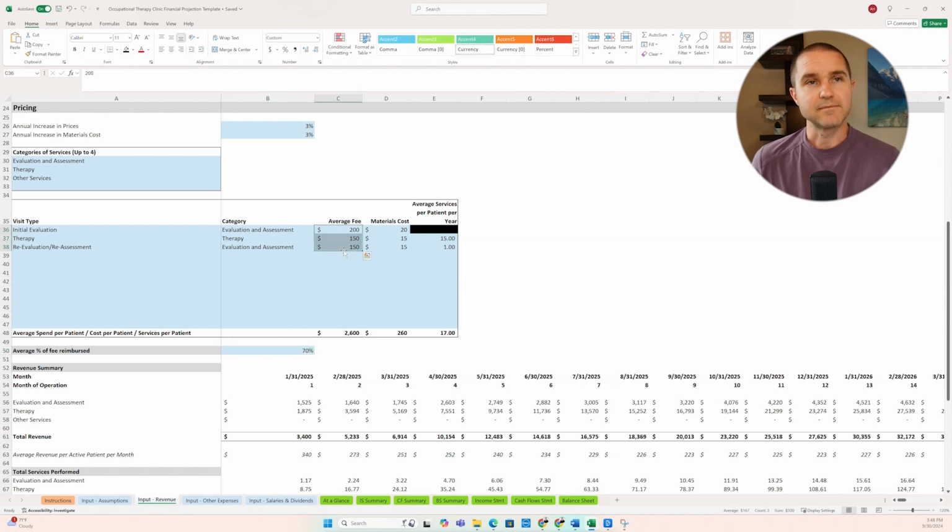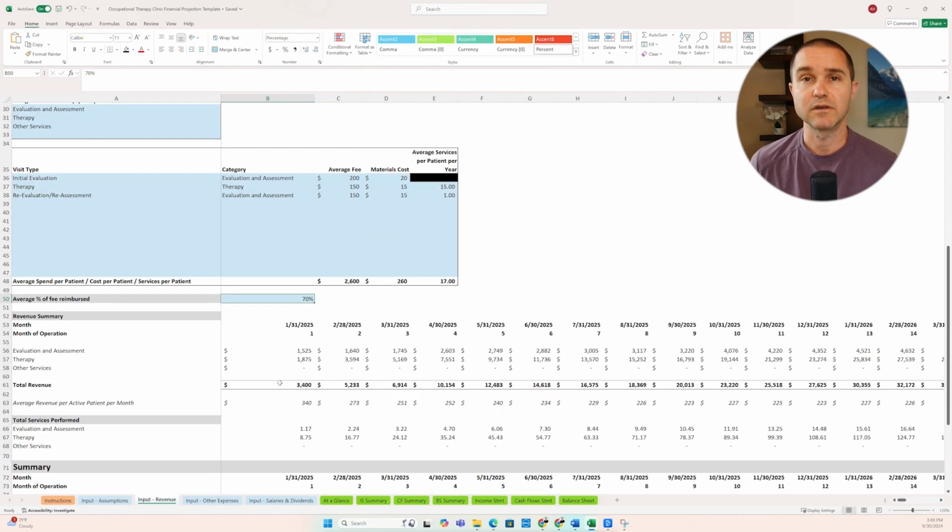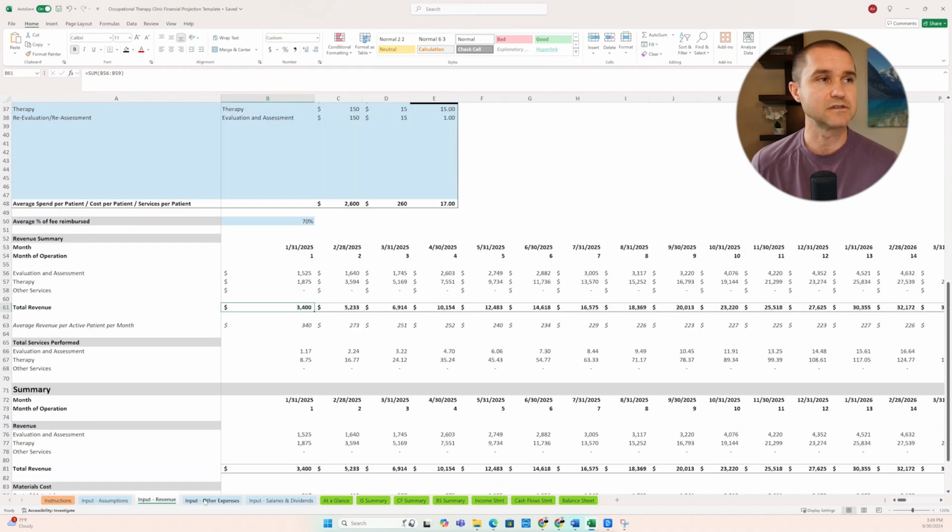From there, we can set this percentage of fee reimbursed. So this might be kind of your sticker price, but then of course, Medicare, Medicaid, and insurance companies may not actually reimburse you the full amount that you would bill. And so we can set that percentage here. I've got that set to 70% of what you'd actually be paid and reimbursed. So then this calculates your total revenue.